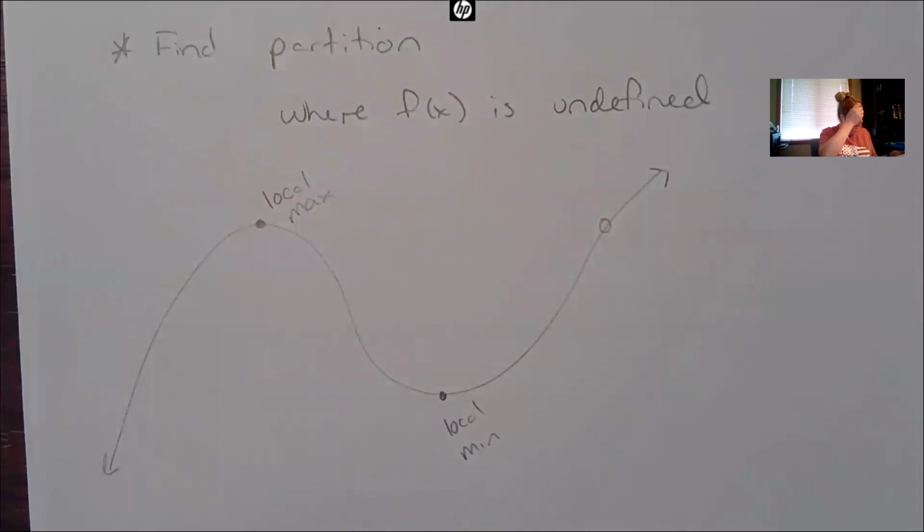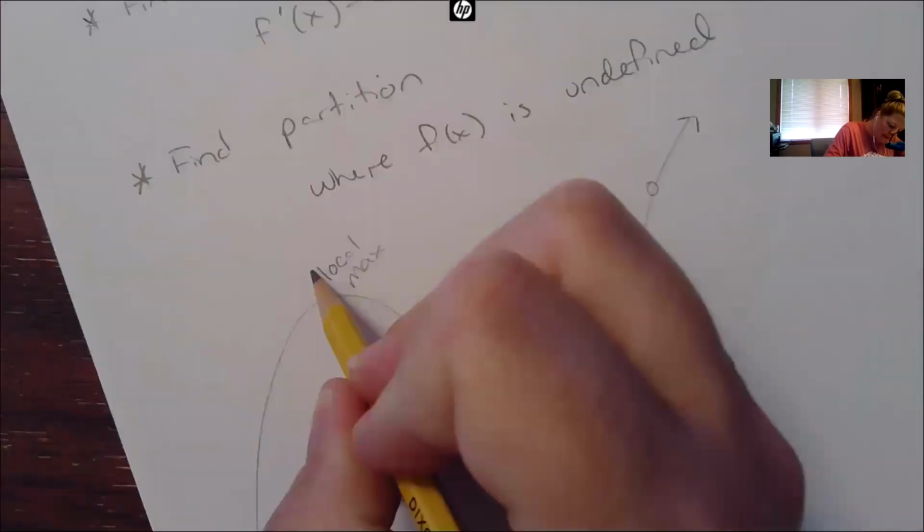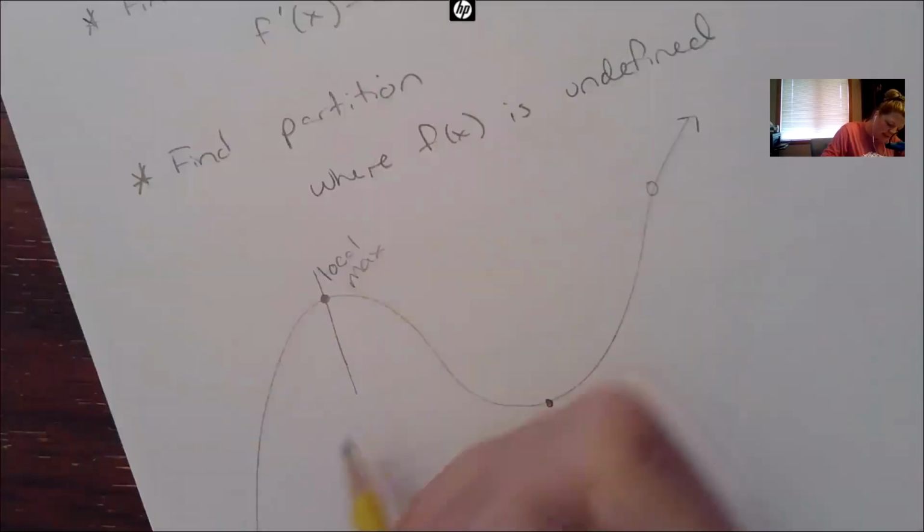Can a partition number or critical value be a local max or local min? Yes, they can. Can a local max or min not be on a partition number or critical value? Nope, they only happen at those. So what we're going to do is look at a sign chart, and this value right here is going to be C.